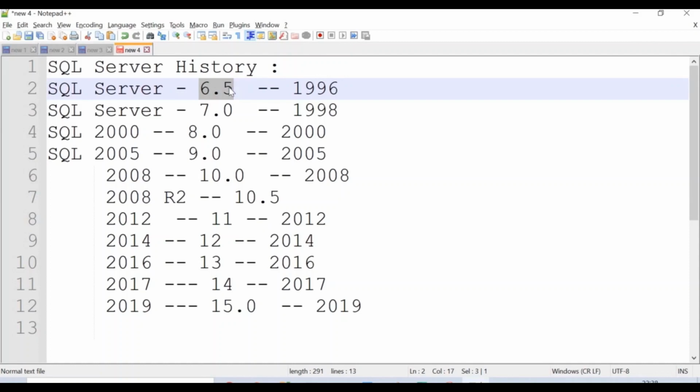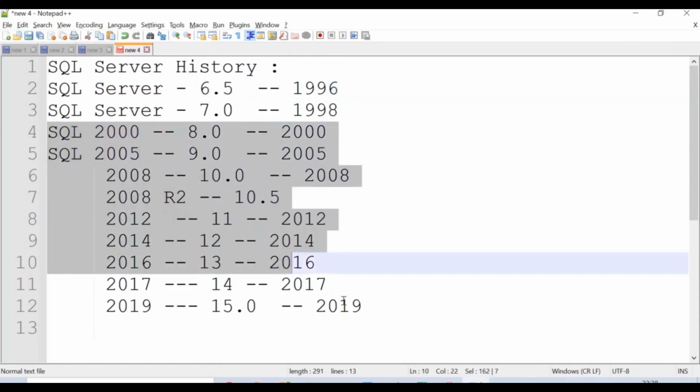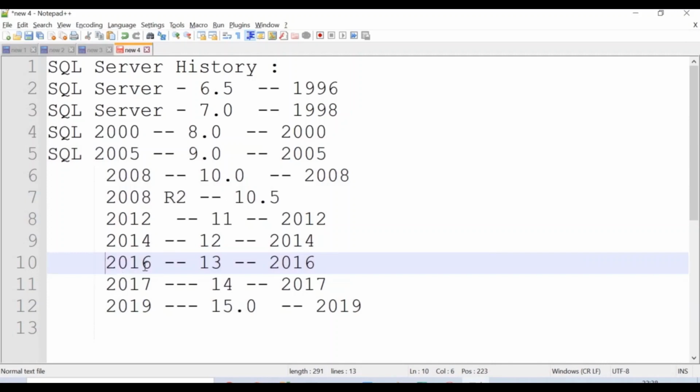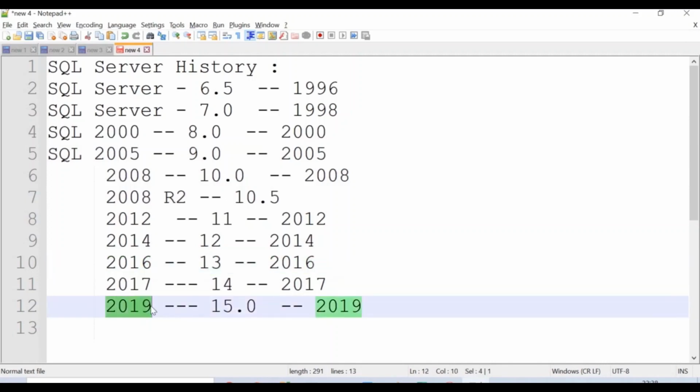So I have seen SQL Server from 2000 till 2019. I have seen all versions of SQL Server. In these sessions, I am planning to cover a couple of sessions on 2016 and a couple on 2019, so that you will be familiar with both a slightly older version and the new version of SQL Server.